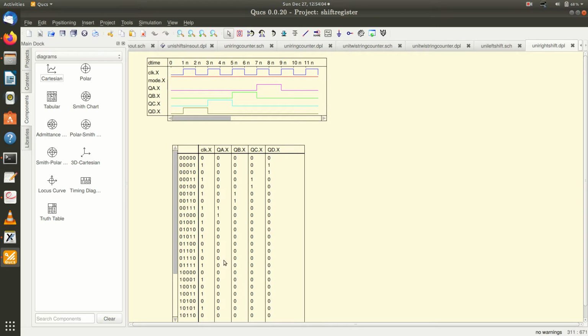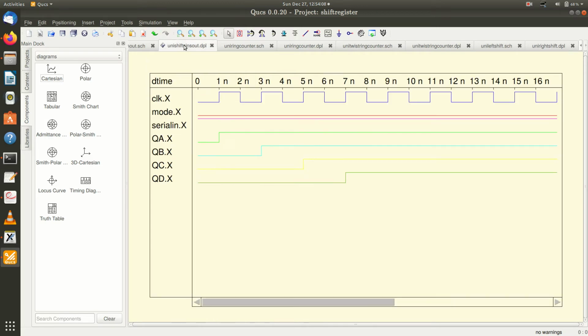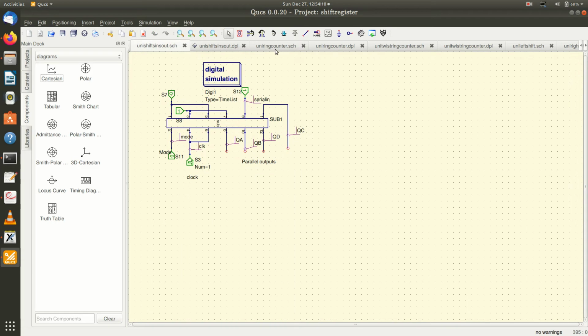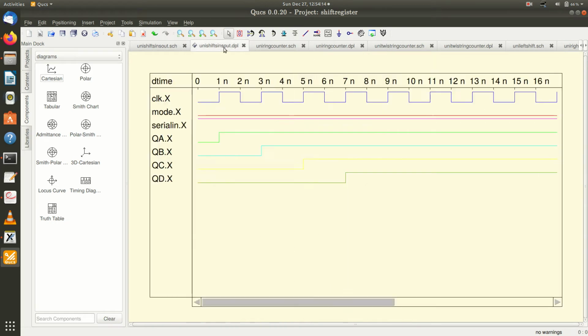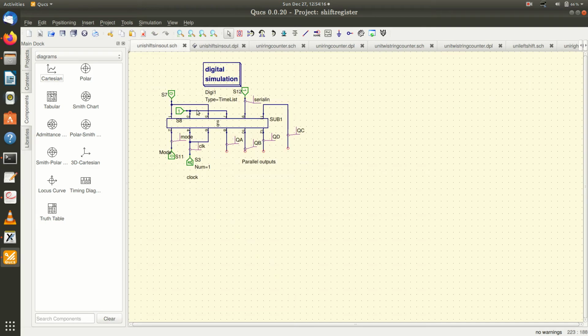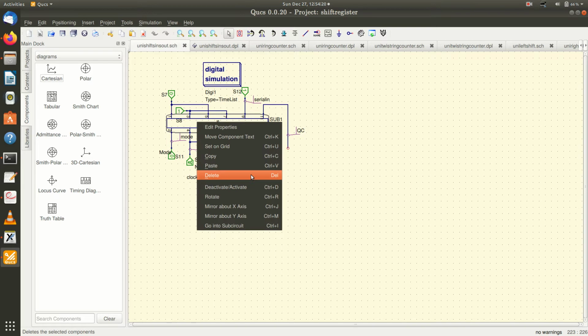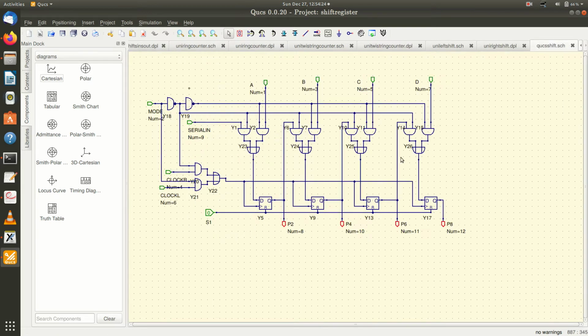So this is how you realize a universal shift register. You can go to the circuit, you can go inside this sub circuit. This is actually a realization of the 7495 shift register, the internal circuit of a 7495 shift register. So that we will see.